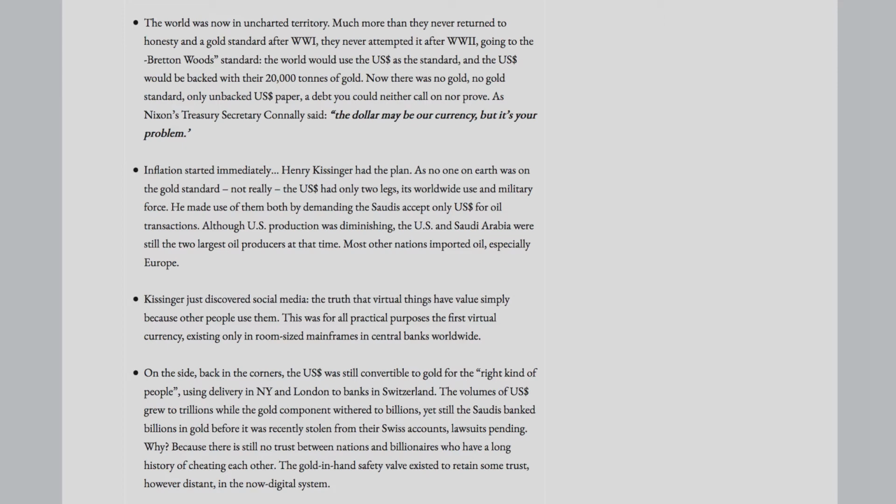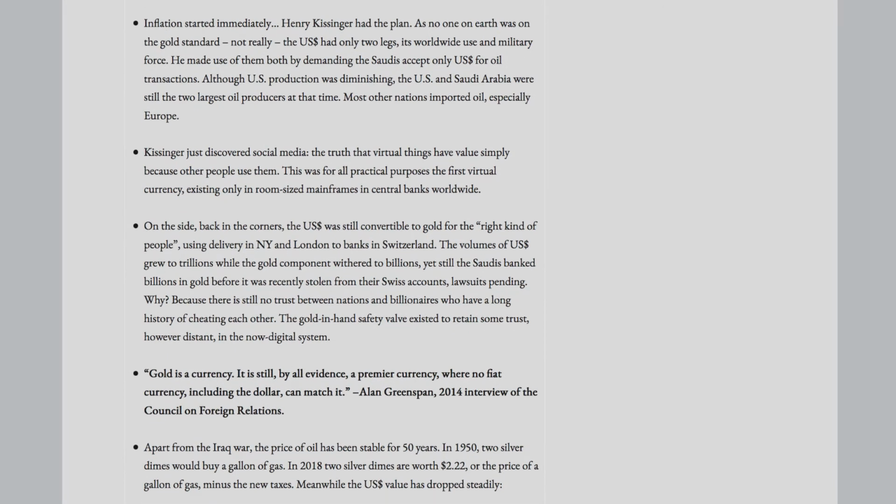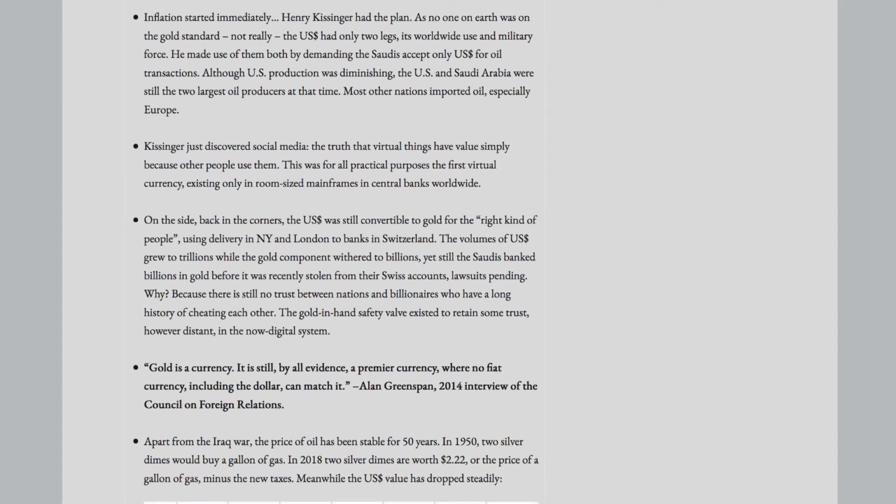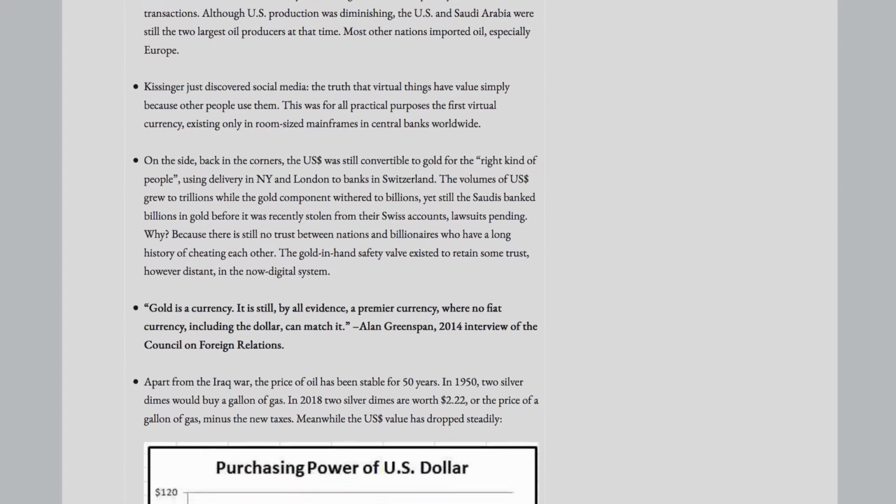Inflation started immediately. Henry Kissinger had the plan. As no one on earth was on the gold standard, not really, the U.S. dollar had only two legs, its worldwide use and military force. He made use of them both by demanding the Saudis accept only U.S. dollars for oil transactions. Although U.S. production was diminishing, the U.S. and Saudi Arabia were still the two largest oil producers at that time. Most other nations imported oil, especially Europe.